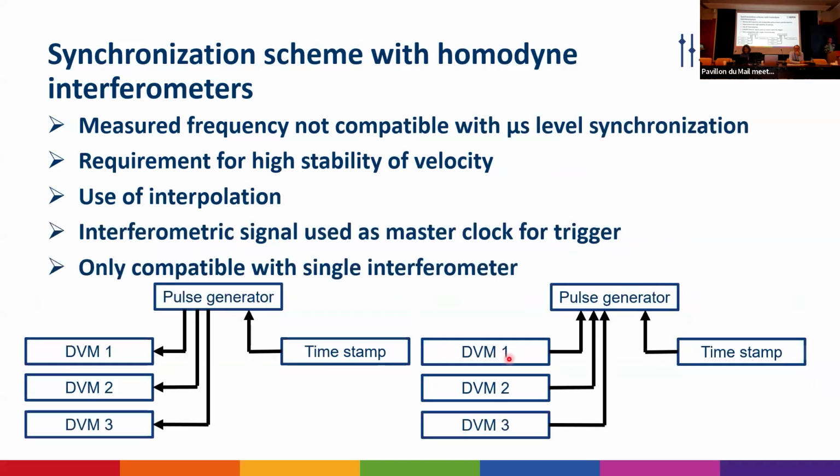In terms of homodyne interferometers, now it is a little bit different. As I told you earlier, now you have to use the timestamp or the interferometric signal to trigger all the other elements of your system. So typically, you are going to acquire the timestamp and the events of your interferometers. It is going to trigger the pulse generator, and then the pulse generator will provide the triggers for the DVMs. There are also some other uses. You can use interpolation, but for me, interpolation is not really synchronization. Since the purpose of this talk was synchronization, I will not talk about it.